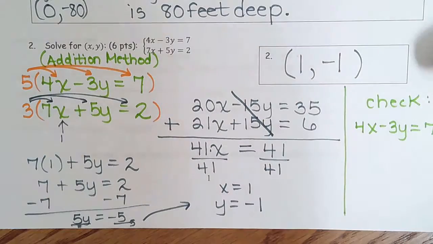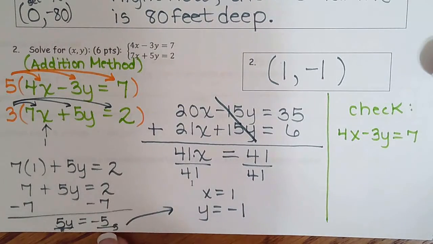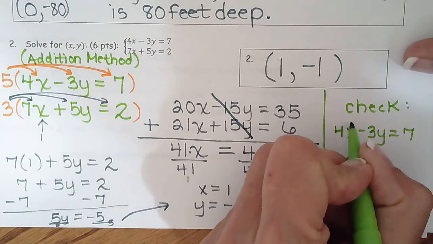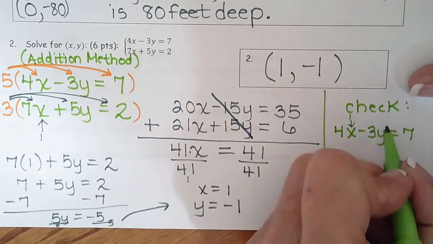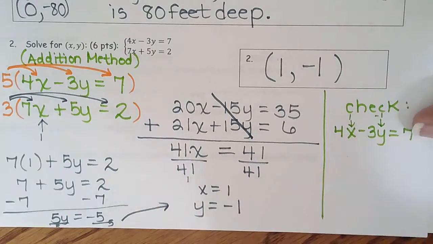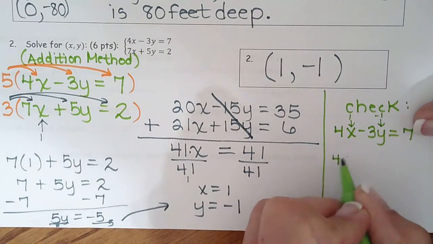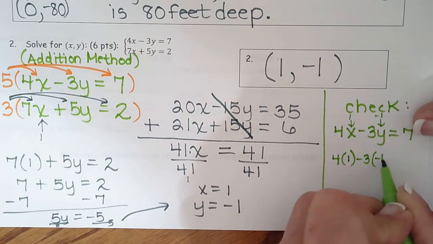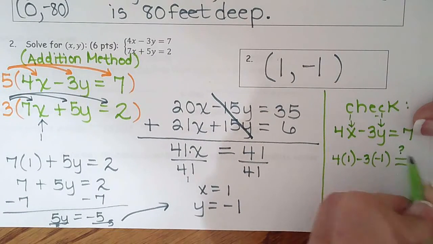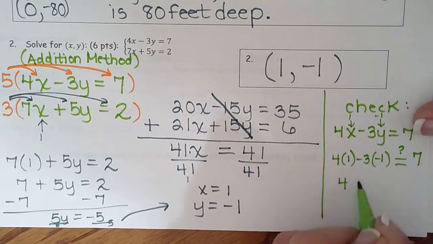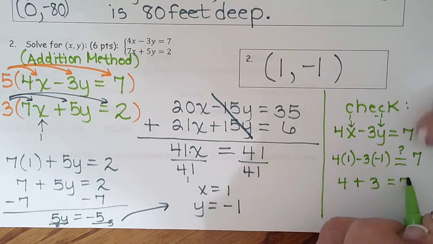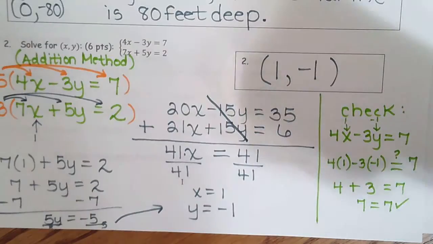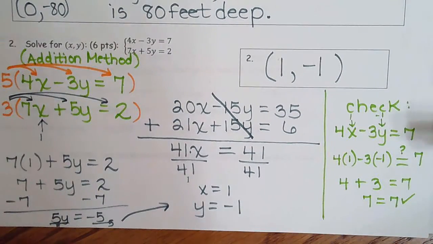So to check it, we go into the equation that we didn't use to find the first one, and we put 1 in for x, and -1 in for y, and see if you come up with 7. So 4 times 1 minus 3 times -1. Does that give me 7? 4 plus 3. Ding, ding, ding, ding. Boom. So I can walk away and go, yes, I know I got this one right because I checked it.